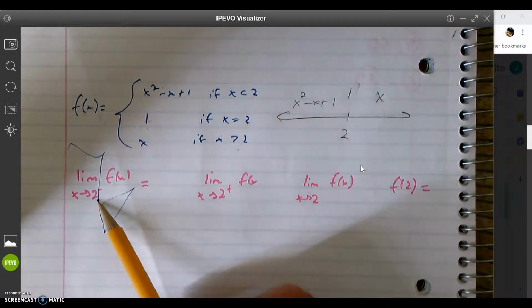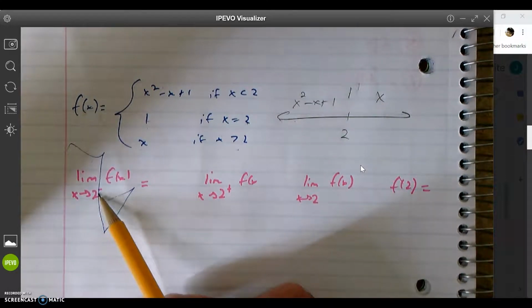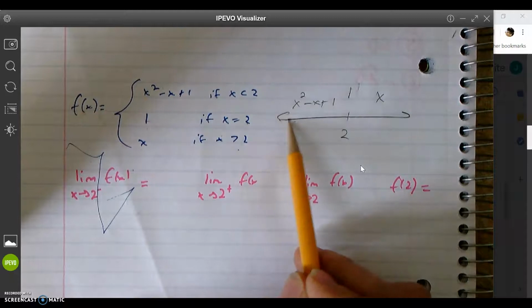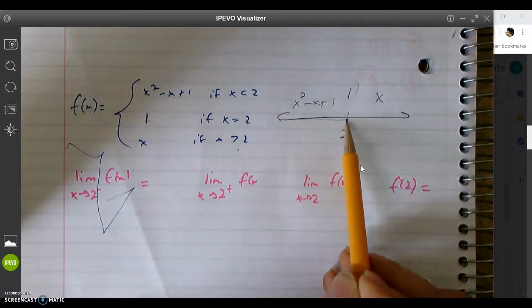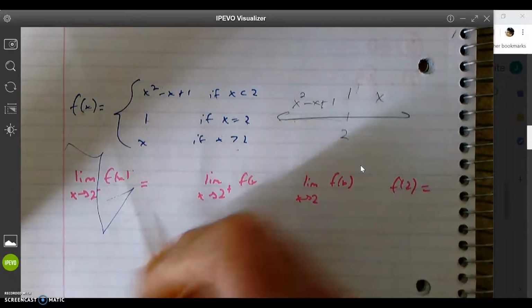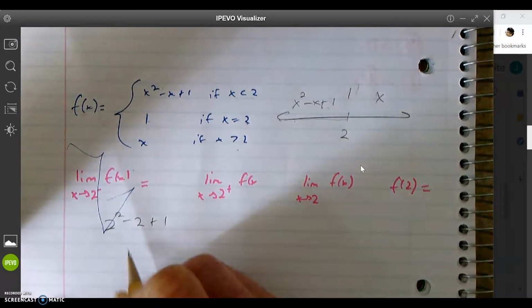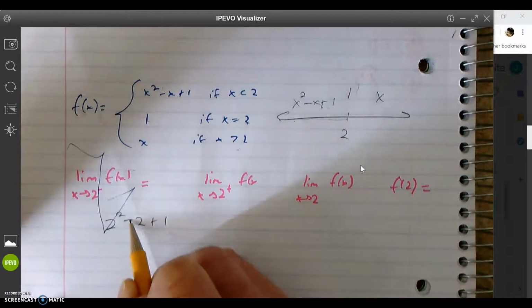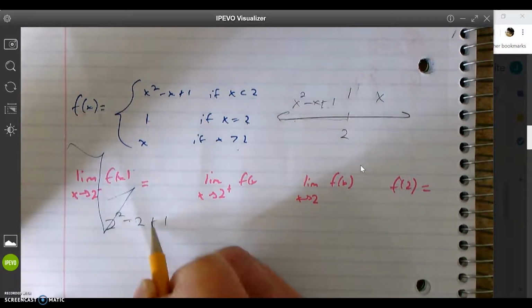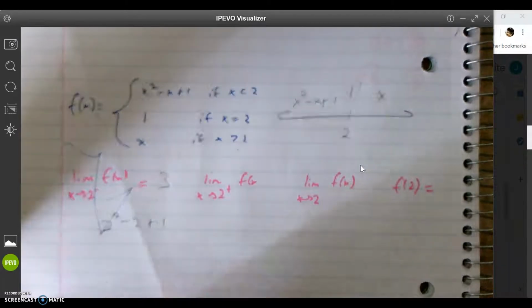Now let's go to our limits. Limit as x approaches 2 from the left of f of x. Getting really close. What part am I on? The parabola. Yeah. So that's going to be 2 squared minus 2 plus 1. 2 squared is 4. Minus 2 is 2. 2 plus 1 is, bam, 3.